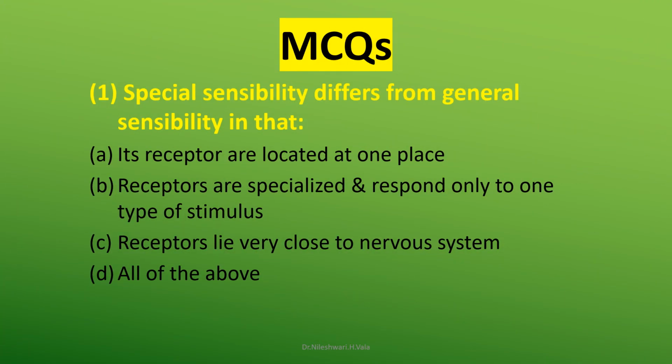Now there are certain MCQs for all students. First, special sensibility differs from general sensibility. So there are 4 options: A, B, C and D. After completing all these MCQs, the answers should be displayed in the last slide.